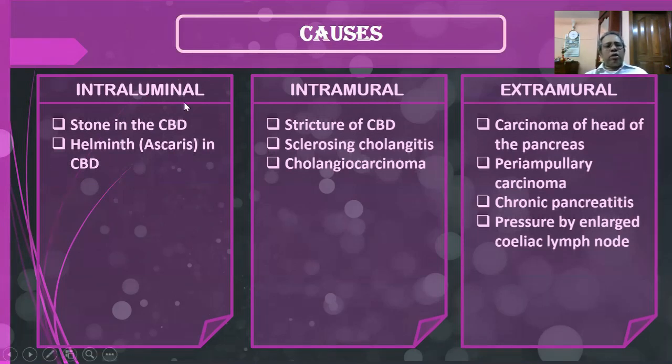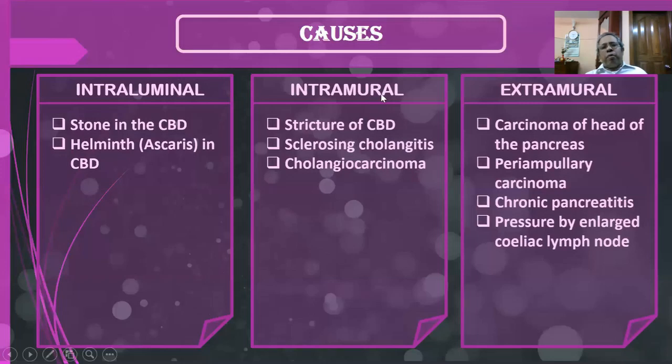So for the intraluminal cause, the commonest is stone in the common bile duct. Another is ascariasis, that means helminthiasis. Many individuals have roundworms inside the abdomen, and sometimes the roundworm enters the ampulla of Vater, causing obstruction of the common bile duct, and the patient may present with pain and subsequently jaundice. For that reason, the intraluminal causes are two: one is stone, another is ascariasis, that means helminthiasis of the CBD.